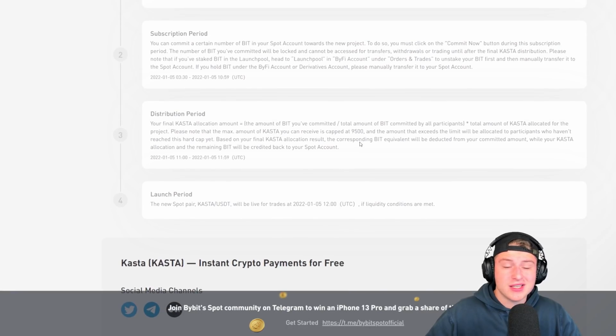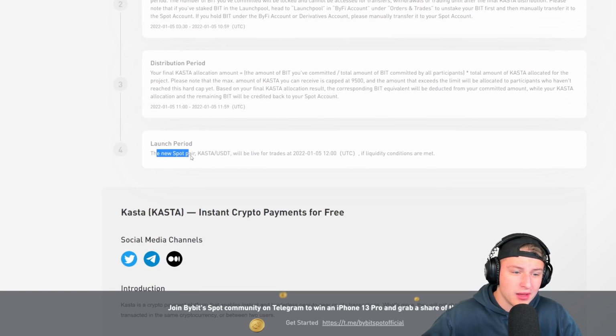And then, of course, as soon as you commit your tokens here, we will see a new launch pair getting launched, a spot pair, KASTA against the USD Tether, and it will be live for trading on the 5th of January, 12 o'clock UTC here. So that's going to be very important to know here.